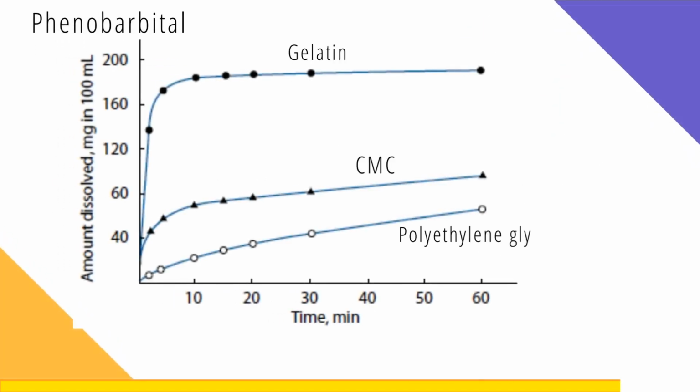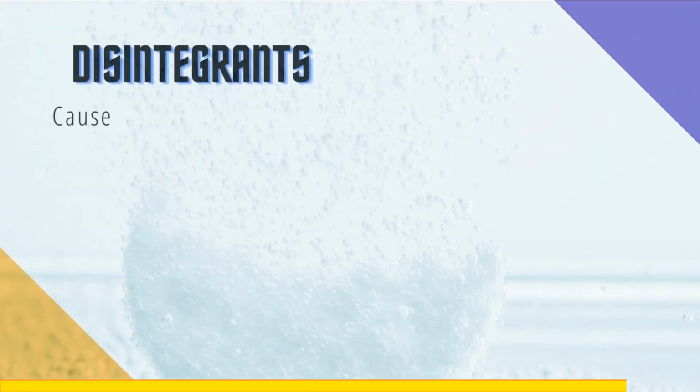The effect of the different binders can be shown in this graph, which they tested on phenobarbital. Depends on which profile that you're looking at. If you want something which can dissolve very, very fast for phenobarbital, the better option would be gelatin.